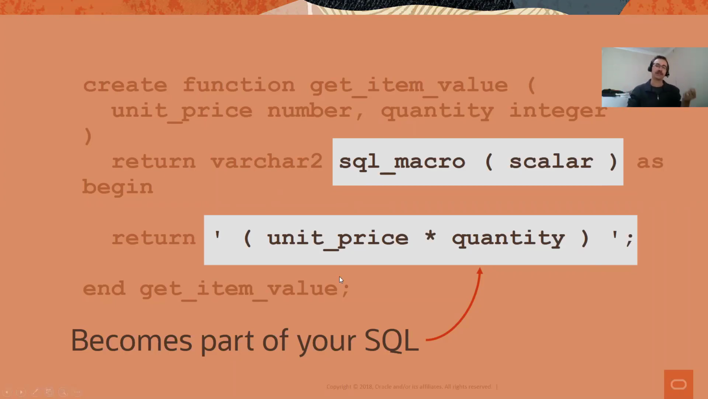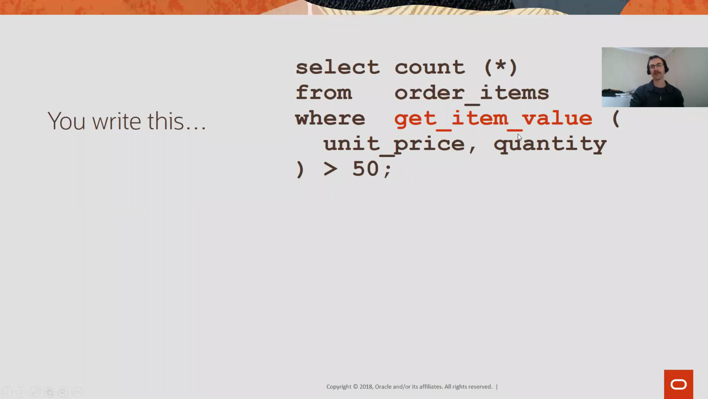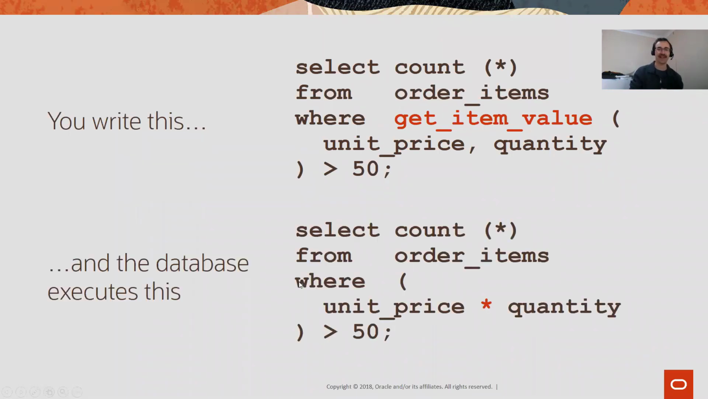And when the database parses this SQL statement, look at this function, extract it out essentially, and this then becomes part of your SQL statement. So if we take, for example, you write this, you call the get item value, that's the code you're going to write. What the database actually executes is this. It takes that expression out of it and places it in.